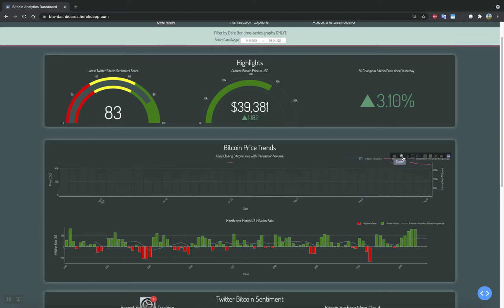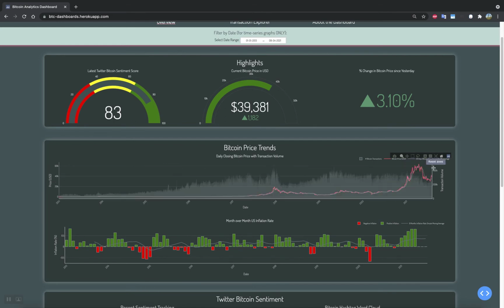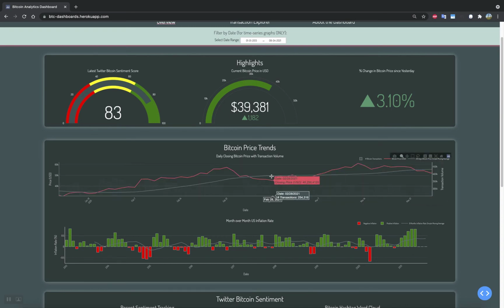It takes a minute there. Yeah, we're able to zoom in. You can see with the labels here, they give you the dates, as well as the number of transactions and the price for that particular date.